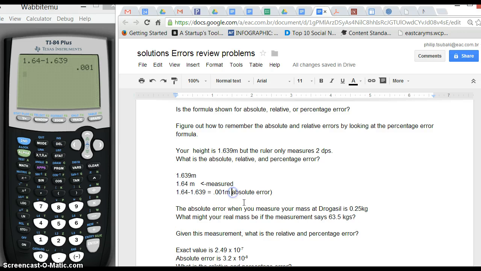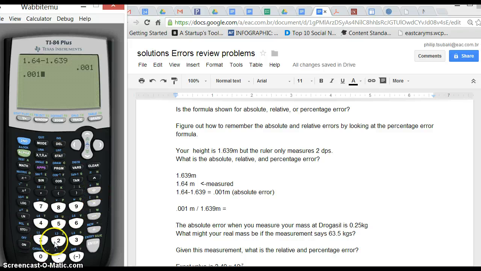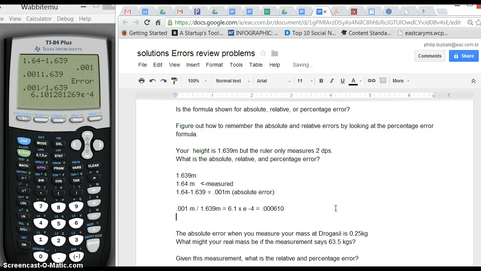Okay? Now, the relative error would be 0.001 meters divided by the exact length, which is 1.639 meters. Okay? So that would be equal to, do that on the calculator, 0.001 divided by 1.639. Okay, so this would be 6.1 times, okay, it's scientific notation. So that would be equal to 0.000610. Okay? And that's a ratio, so there's no units for it. Okay, and then the percentage error would just be that times 100.